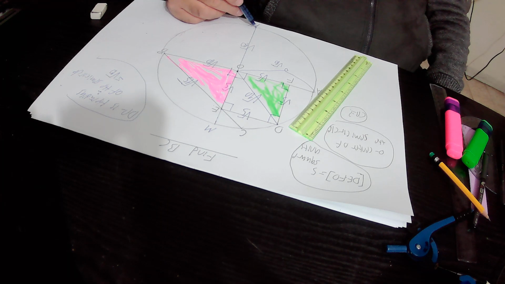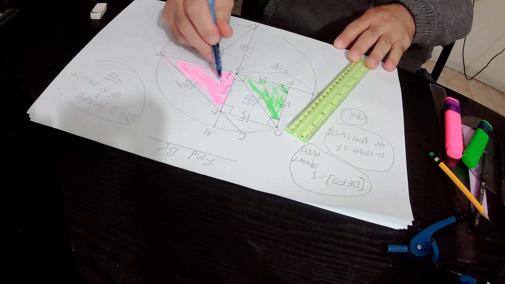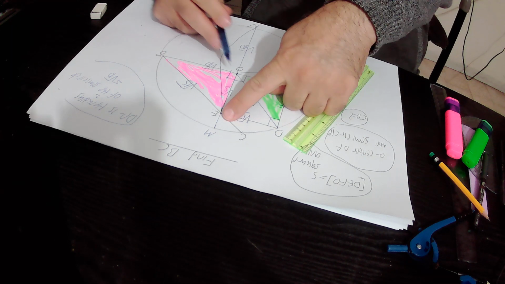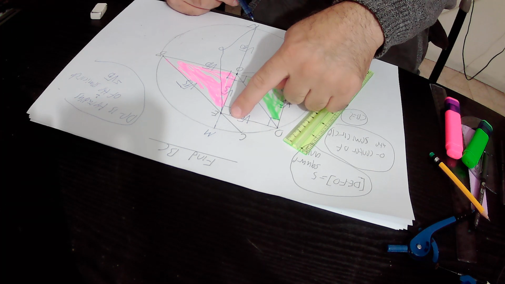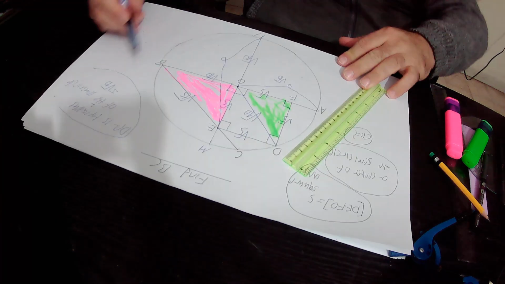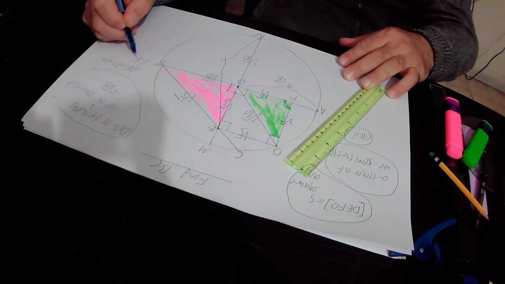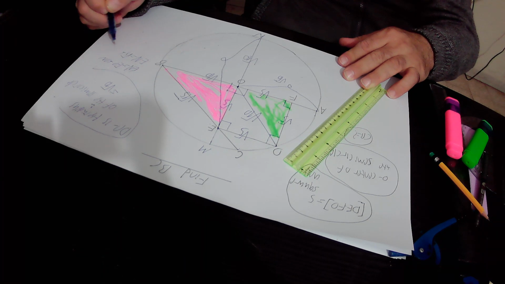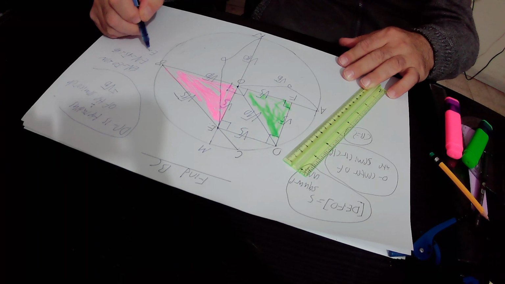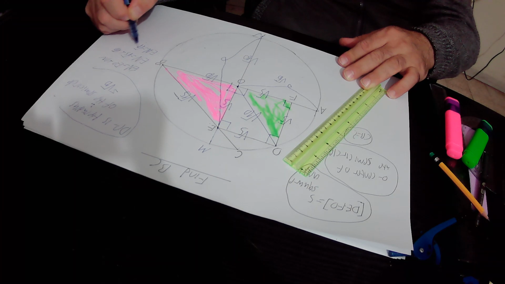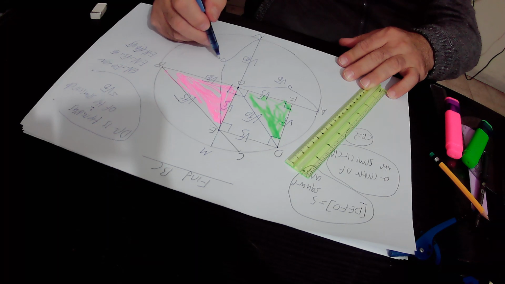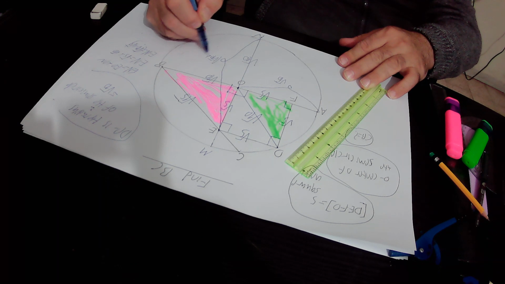And what is the length of line segment EN? From the drawing it is very easy to see that EN equals EO plus ON. So EN equals EO, that is the square root of 5, plus ON, that is the square root of 10. In conclusion, EN equals the square root of 10 plus the square root of 5 units.